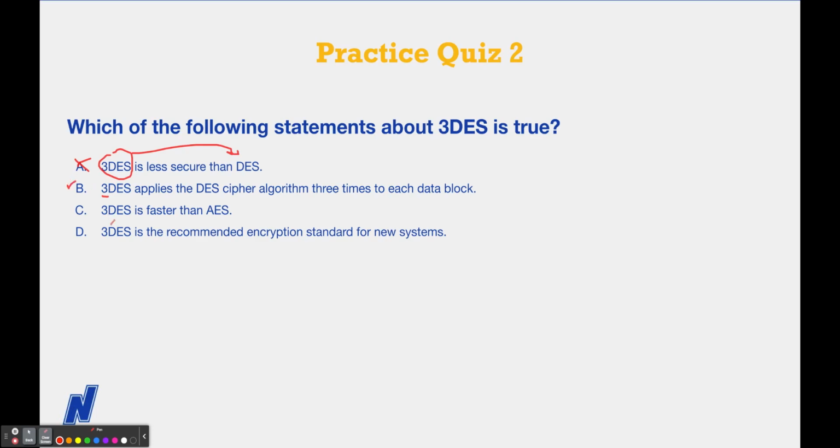Let's see if there's anything else that could also be correct. 3DES is faster than AES. That's not correct because AES is the successor. And then C is incorrect just because of that reason. 3DES is the recommended encryption standard for new systems. We just previously talked about the deprecation of it, so we know that 3DES is not it. So for this, B is correct.